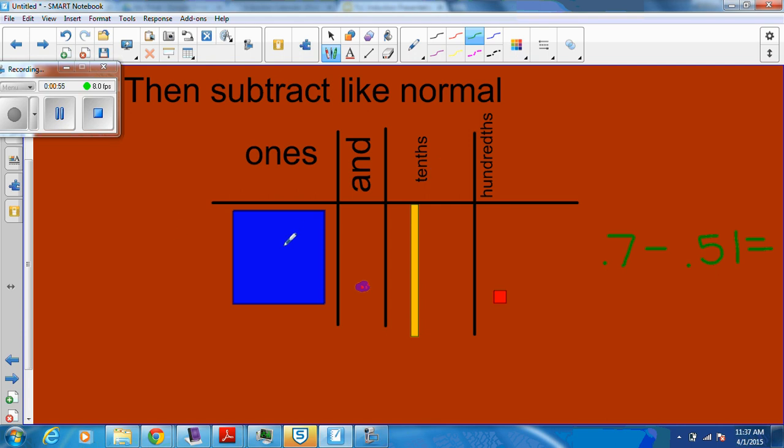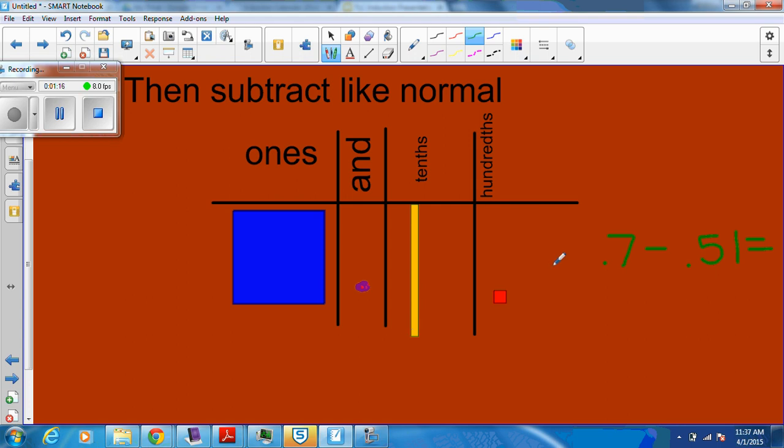I'm using base 10 blocks, and we're going to say that this flat is worth 1 because it can be filled with the different little pieces. It's made up of 100 little units and 10 rods. So that's why we can use it as a decimal as well, or a fraction.